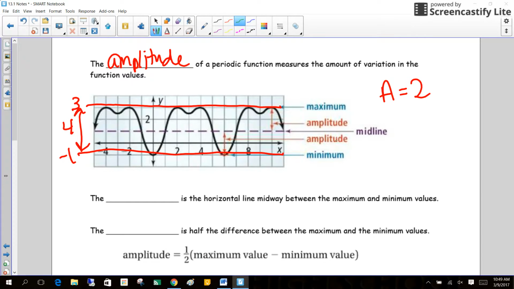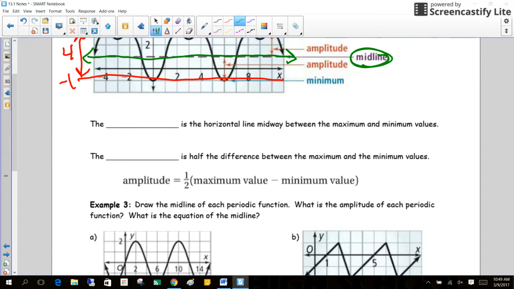Another thing to note on this graph is what they're calling the midline. So after I'm highlighting my maximum and my minimum, the midline is the line located halfway between them. So it's going to be this horizontal line halfway between your max and your min. So to be a little bit more formal about it, the midline is the horizontal line midway between the max and the min, and the amplitude is half the distance between the max and the min.